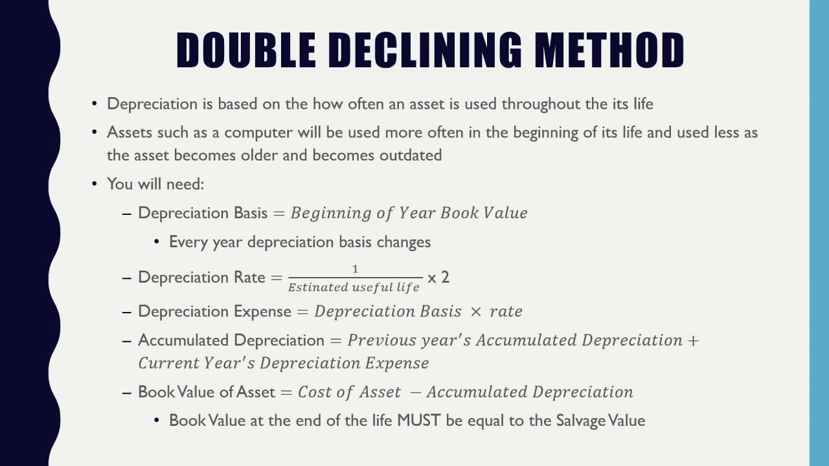And then, of course, depreciation expense is going to be the rate times basis, or basis times rate. Your accumulated depreciation and book value formulas stay consistent throughout the depreciation methods. The accumulated depreciation is the previous year's accumulated depreciation plus the current year's depreciation expense, and the book value is the asset cost minus accumulated depreciation. Those are set in stone. They don't change. It's just the first three that are different.